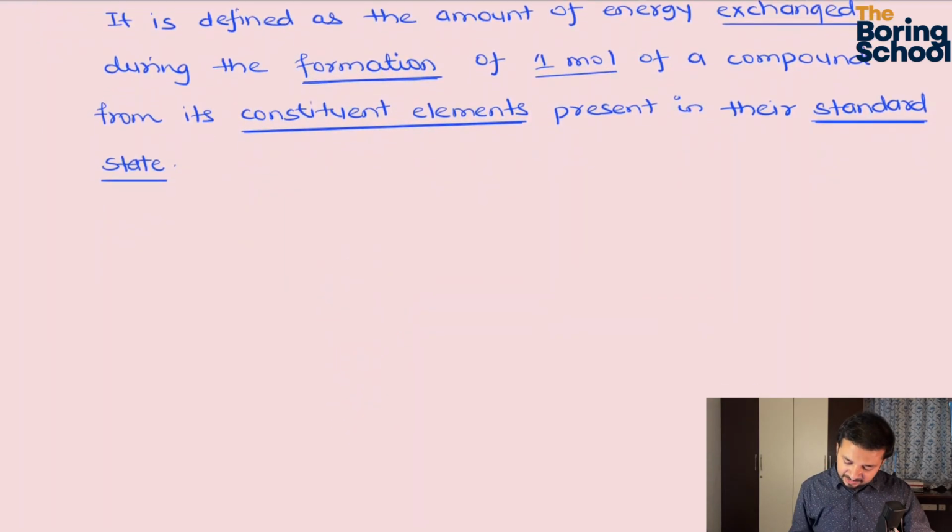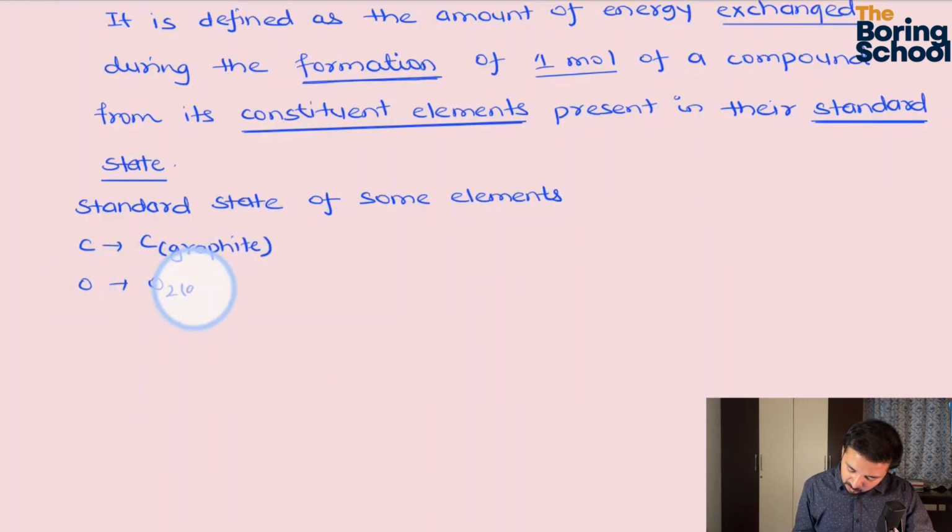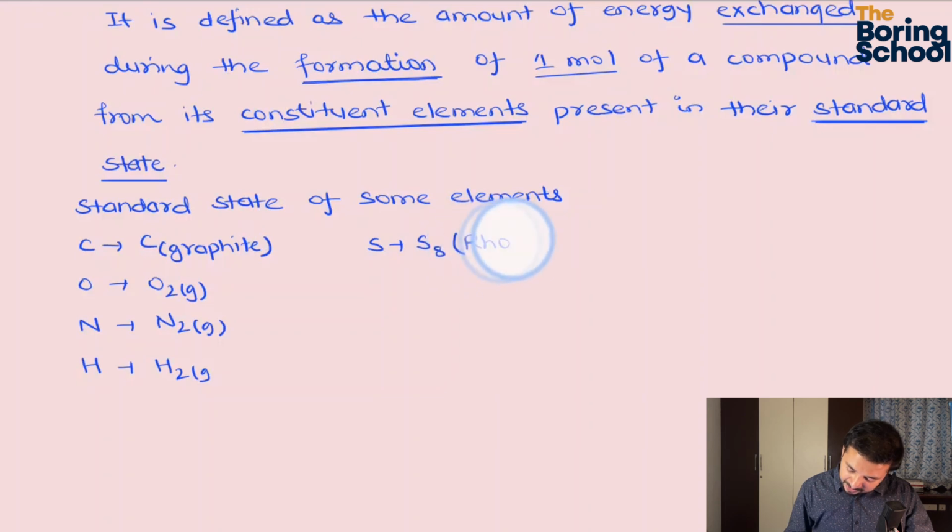So, let's see the standard state of some elements. Carbon is carbon graphite. Oxygen is O2 gas. Nitrogen is N2 gas. Hydrogen is H2 gas. Sulfur is S8 rhombic sulfur.